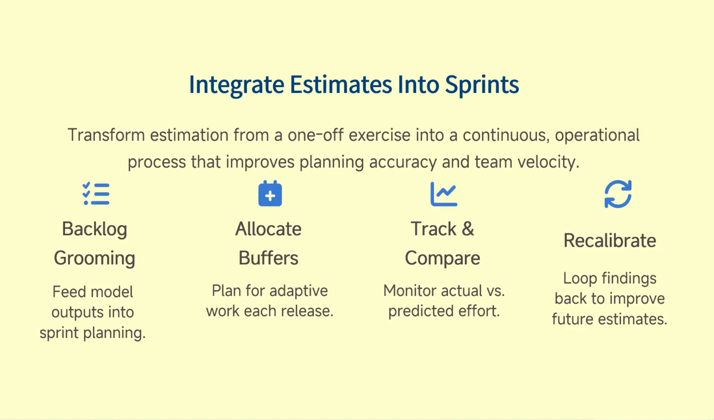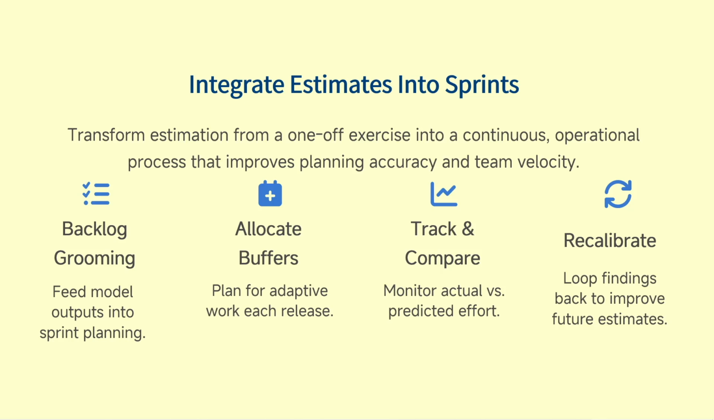With respect to budget, we have to make sure the entire data that we have is understood. So, feed all the model outputs into sprint planning and allocate the buffers. We have to identify all the pain points, allocate them, track them and compare, and if we want, we can also recalibrate if there are any errors.